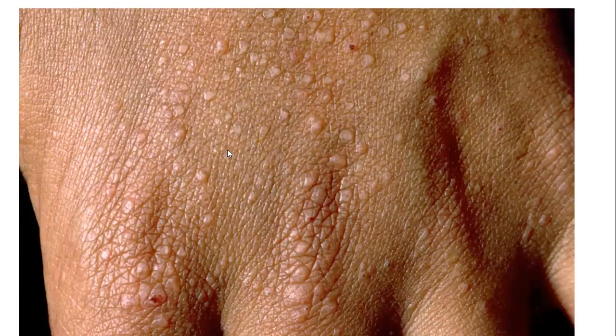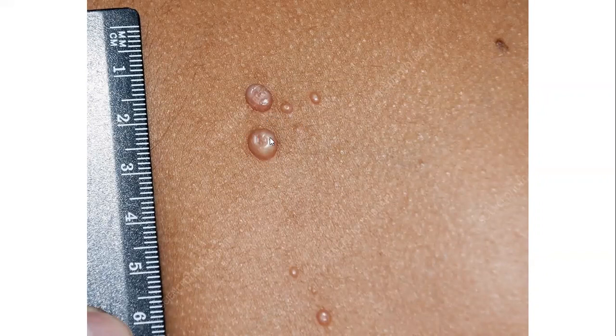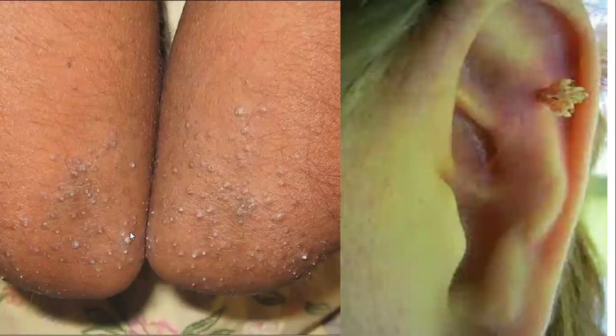So these are small pinpoint papules. Some of them are dome-shaped, some are flatter. These are a few umbilicated papules. You can see the papules with central umbilication. This is a characteristic lesion of molluscum contagiosum. Then you can see here, these are acuminate.